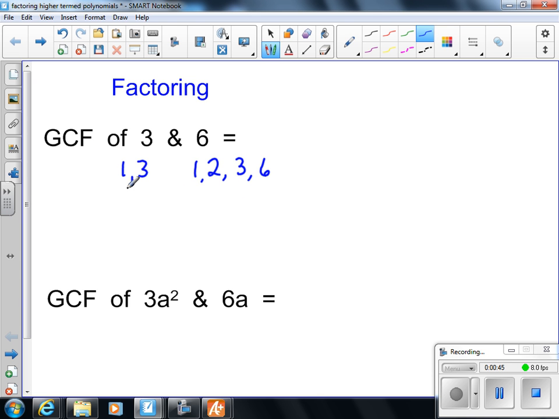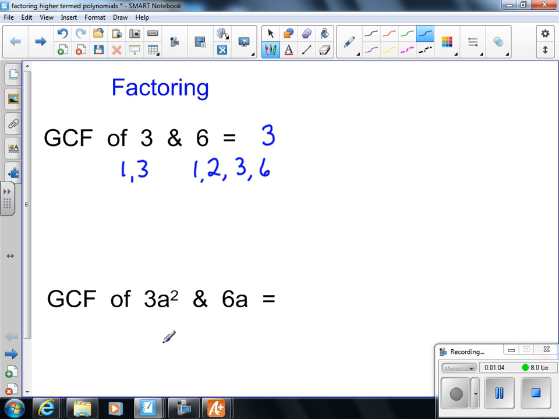Okay, so we made a list of the factors of 3 and the factors of 6, and we found that the greatest common factor is 3. That's the one that they have in common. The highest number factor that they have in common. Thumbs up if you remember this. Okay, well, we're starting there at this basic level to review.